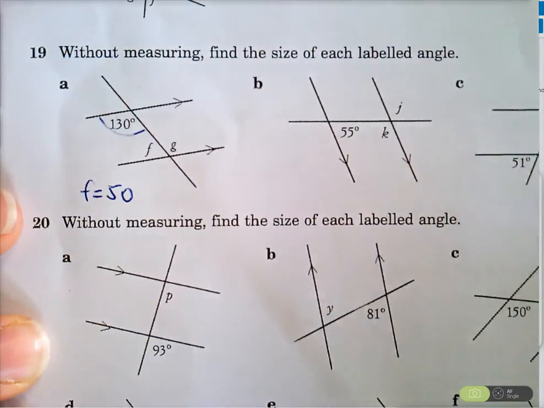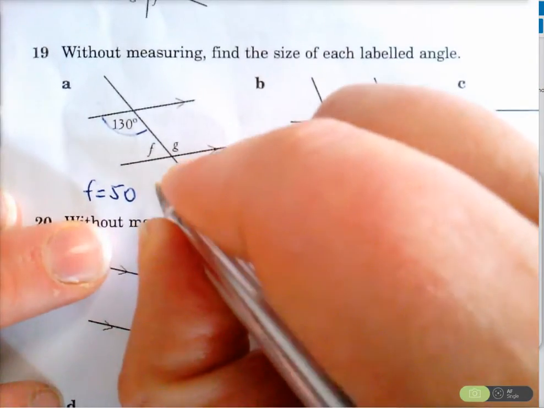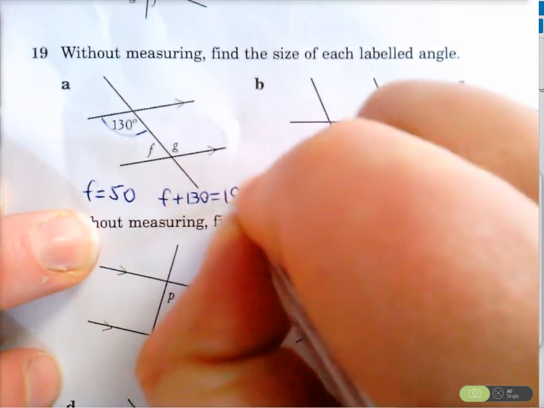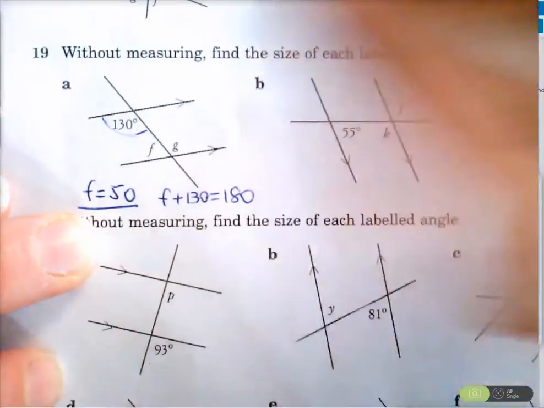50 and 130 adds up to 180. So F and 130 make 180. So we worked out that F was 50. The reason was co-interior angles. Remember those rules? Parallel lines.